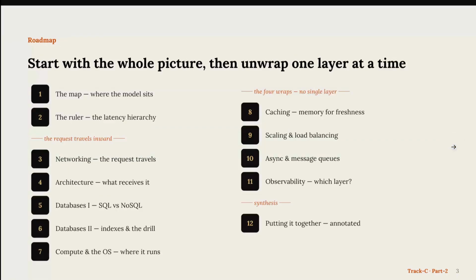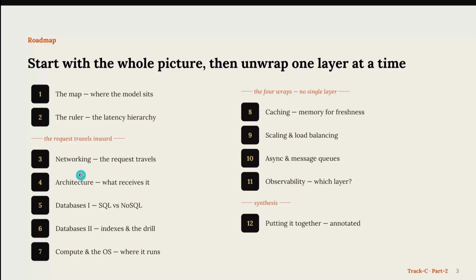So we are going to look at this in 4 parts. First, we'll understand the whole map where the latency or hierarchy sits, and then we are going to look at how the request travels inside. And there is no single layer where we could say that something is failing. We need to unwrap 4 layers of that, for caching, for scaling and load balancing, sync and message queues, and look at observability. We need to understand where this is failing. And this is only possible if we understand all this.